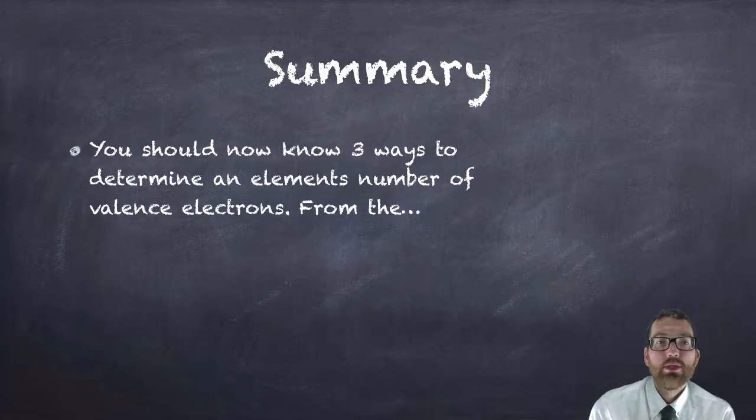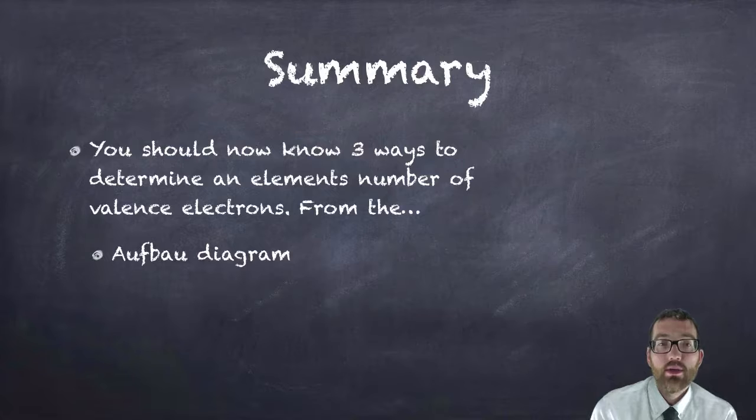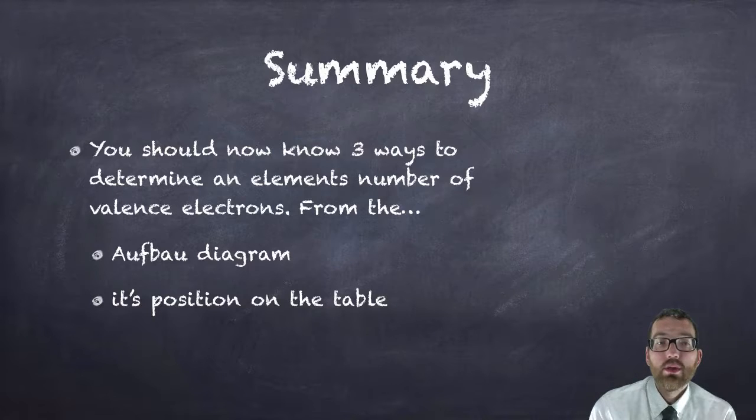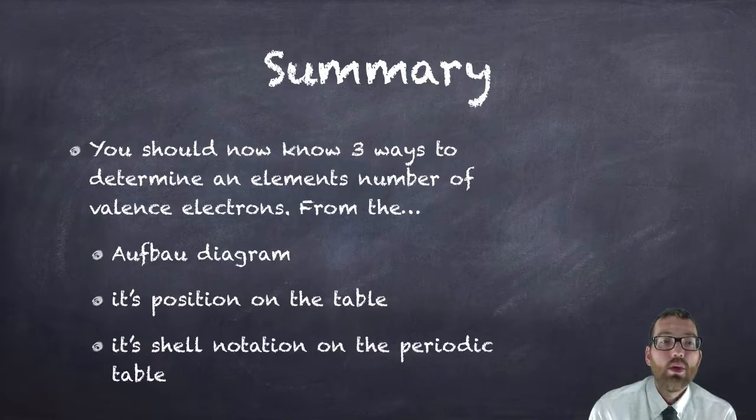In summary, you should know 3 ways to determine an element's number of valence electrons. You can get it from the orbital diagram, which isn't hard to do but can be time-consuming, and you may not always have blank diagrams on tests to use. Like I said, these are training wheels that I will eventually take away. You could also note its position on the table, group 1, 2, and 13 through 18. It's very easy to determine how many valence electrons you have. Or, of course, you could look at its shell notation on the periodic table. You could do that for any element, but you have to do that for elements in transition metal land. So that's how you find valence electrons. This is a skill that's going to be very important in other aspects of this course.